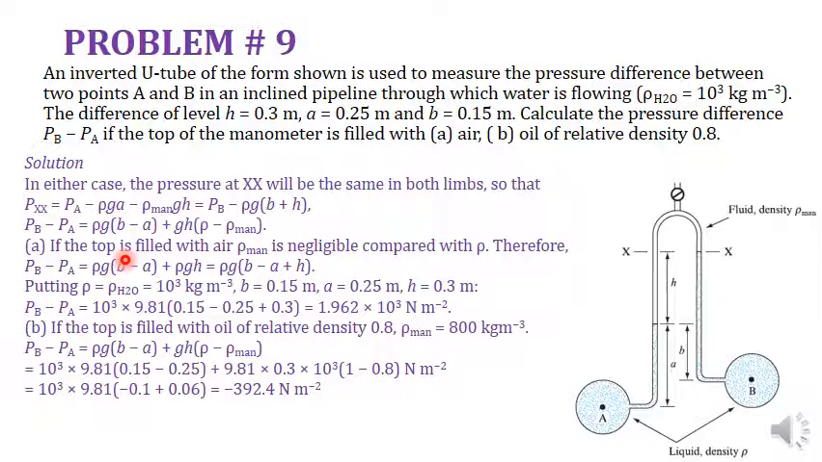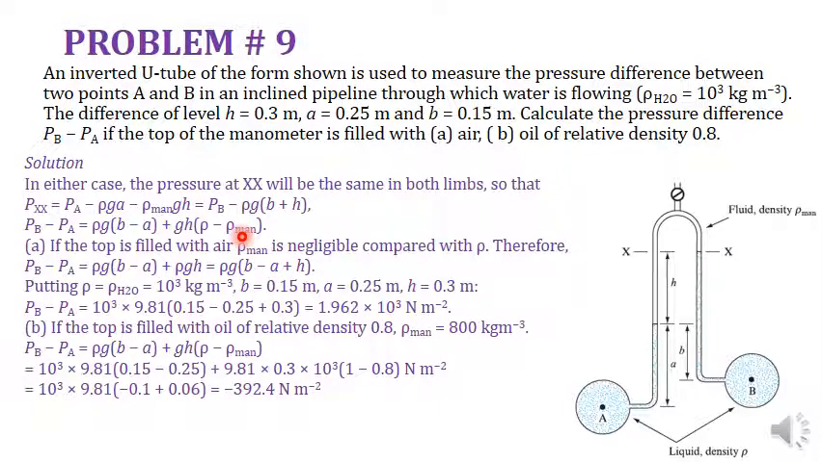If the top is filled with air, the density of the manometric fluid will be negligible compared with the density of the fluid for which the pressure is to be determined. Why? Because it is air. So for the gas, we consider the density negligible. Therefore you neglect that part, and finally input the corresponding values for B, for A, for H, and for the rho of the water, and you get the answer equal to 1.962 into 10 raised to power 3 Newton per meter square, neglecting the density of the manometric fluid.